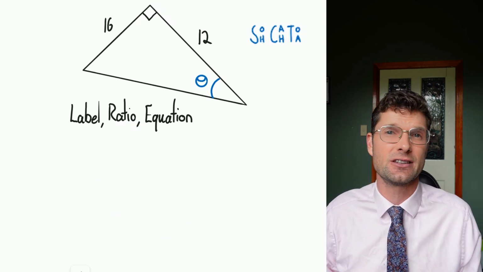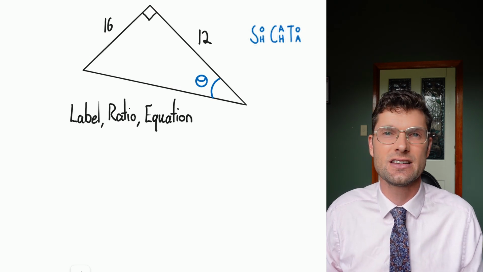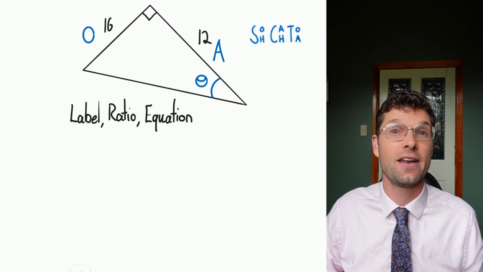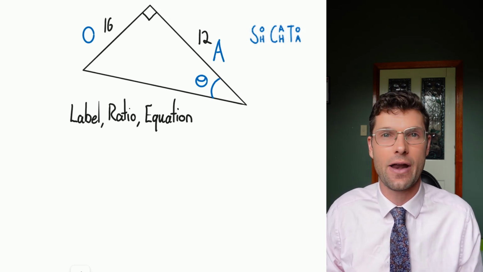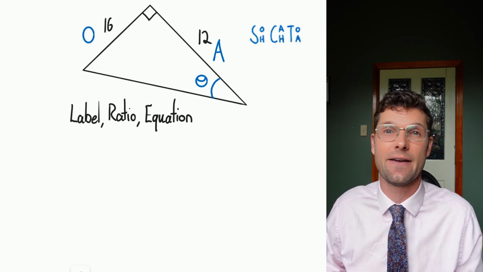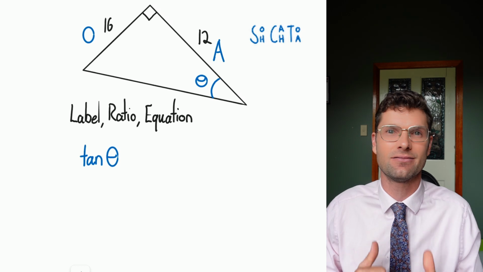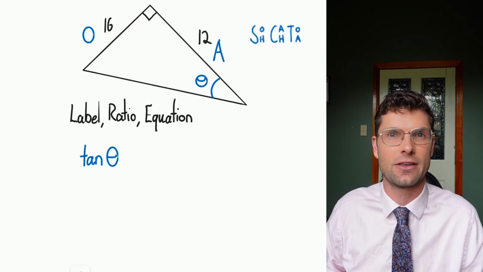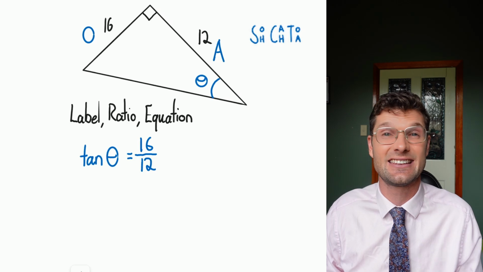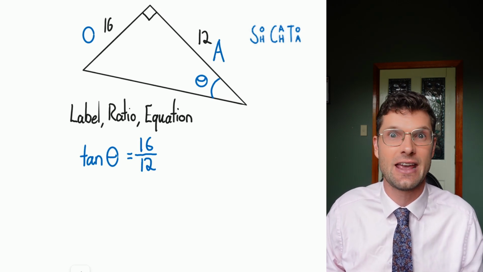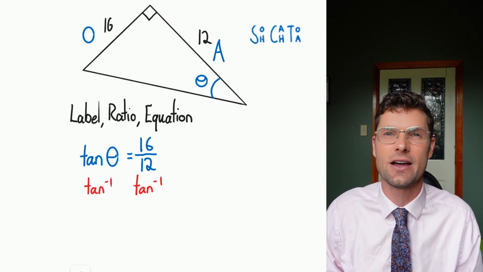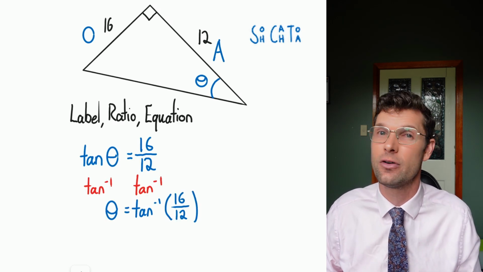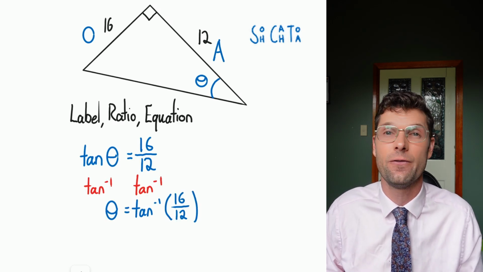So again, here we've got 16 and 12 with our angle of interest, and we're going to label the sides first. The 16 is on the opposite side and the 12 is the adjacent. So we don't have a hypotenuse. This means we're definitely using tan. So again, label, ratio, that's the hardest part of the job. Now we've just got to write out the equation. Tan of our angle is equal to 16 over 12. To get rid of tan, we've got to do tan -1 on both sides, so that our angle is equal to tan -1, 16 over 12. Throw it into your calculator and you will finish the question.